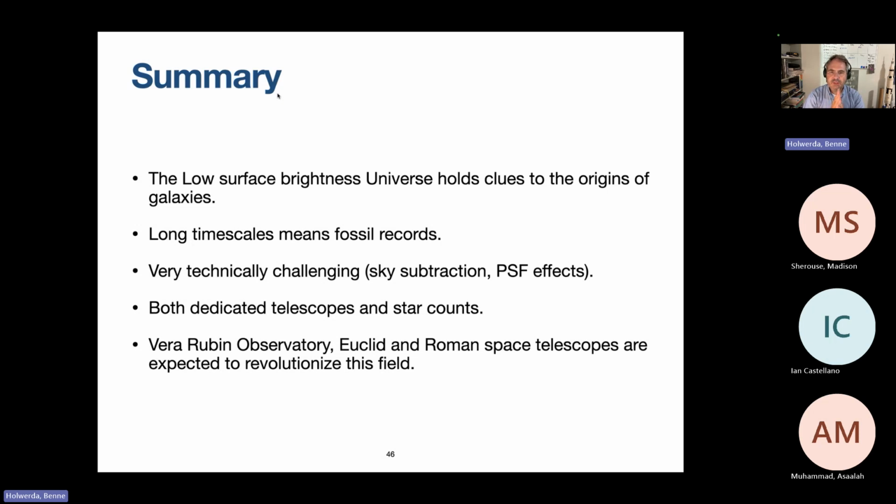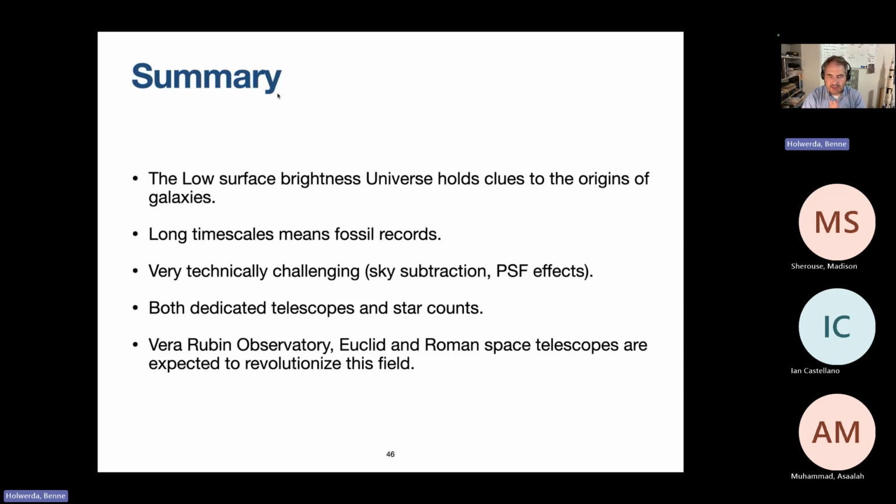So the low surface brightness universe holds a bunch of clues for the origin of galaxies. Has every galaxy eaten smaller galaxies? How many have they absorbed? But because of the long time scales involved, we have a little bit of a record. That first infall is still happening. It's maybe looped around once, possibly twice, so we can actually see that stream of stars.